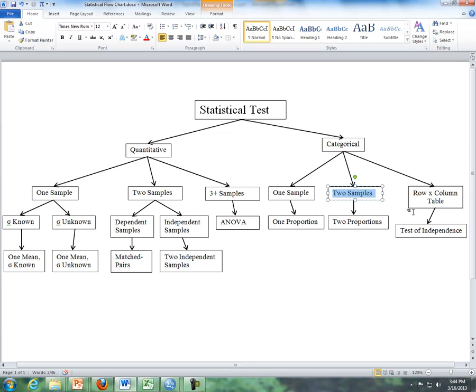Now what we're covering today is when we deal with a row and a column, or row and column variables. It says row and column table because it'll be listed in a table, but a row and column variable, we want to test to see if they are independent. They're two categorical variables. We want to test to see if they're independent. So that's what we're covering today, is test of independence.